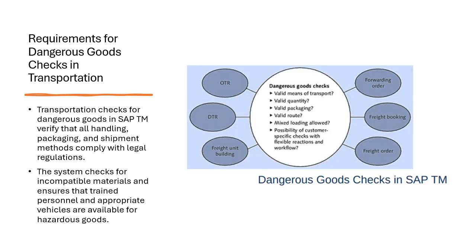So this image shows how SAP TM performs dangerous goods checks during transportation, which also ensures that goods meet specific safety and legal requirements before they are shipped.